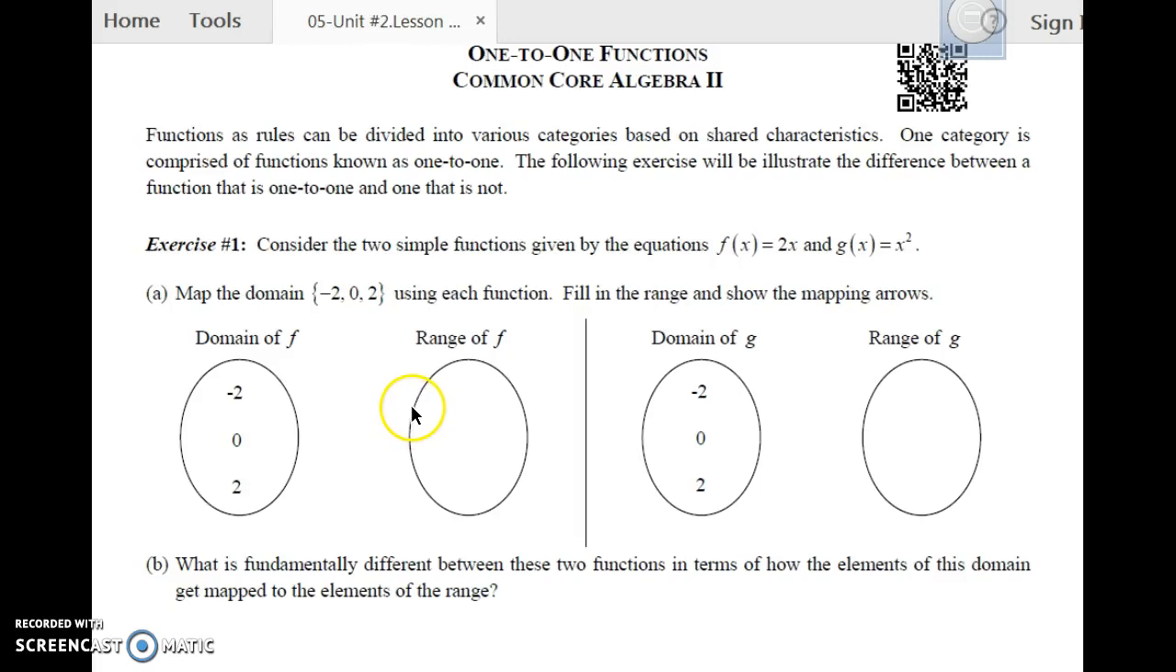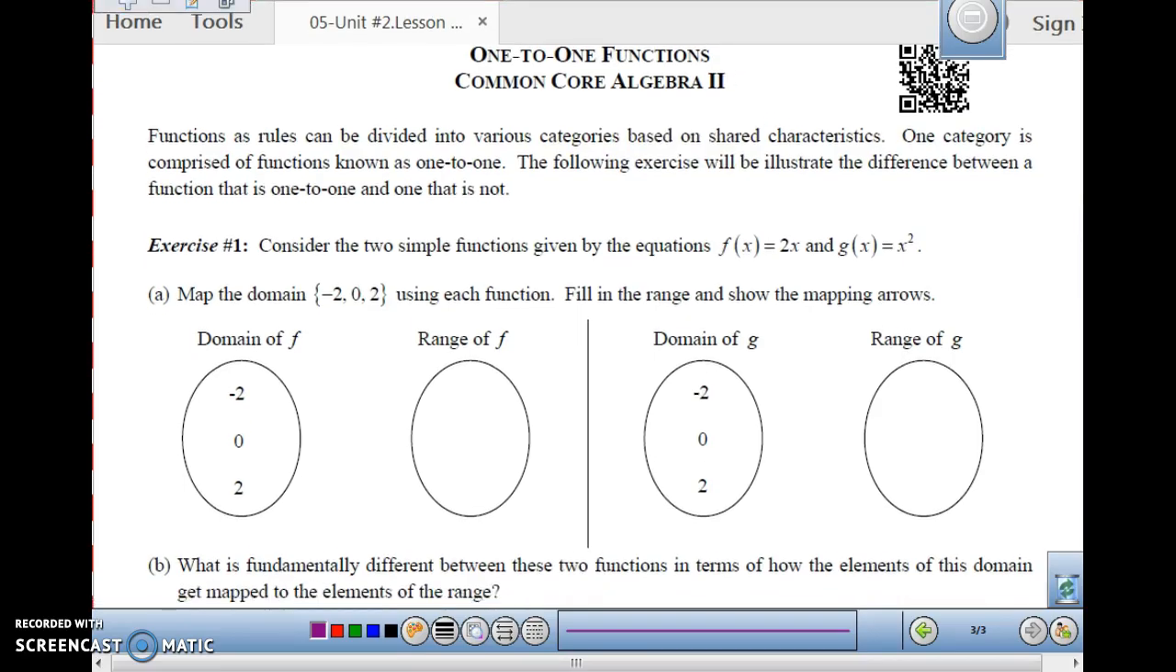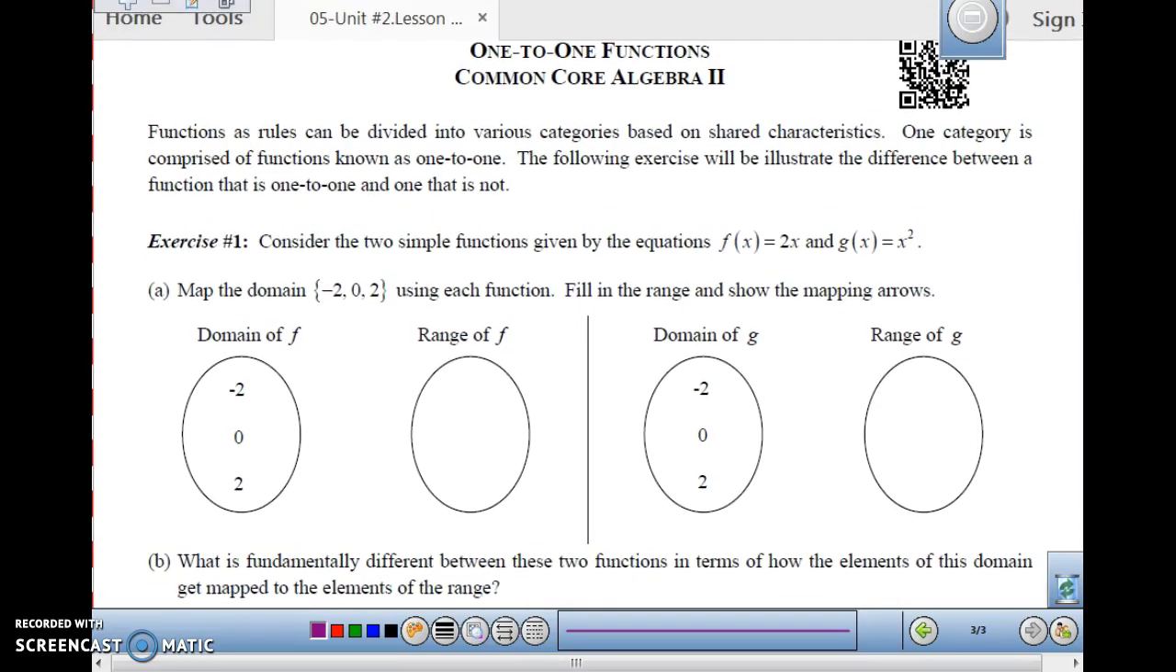This is Algebra 2, Unit 2, Lesson 5 on one-to-one functions. Functions as rules can be divided into various categories based on shared characteristics. One category is comprised of functions known as one-to-one. So let's see what one-to-one actually means. We're going to look at a function that is one-to-one and one that is not.